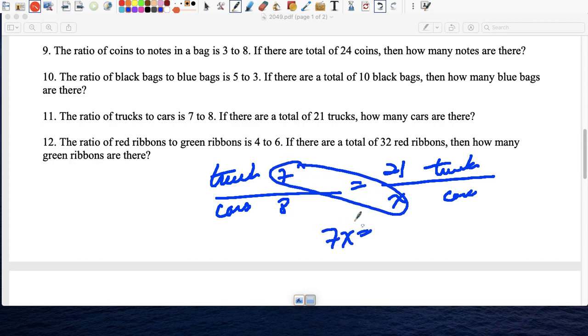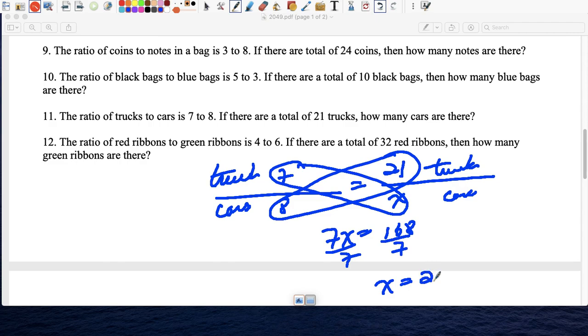7X equals, what is this? 168, I think, yeah, 168, and then we divide both sides by 7. X equals 24. So again, if you did 7 over 8 equals 21 over blank, what's the relationship here? Times 3, so the bottom is times 3. You still get 24. So you can either cross multiply or do this.